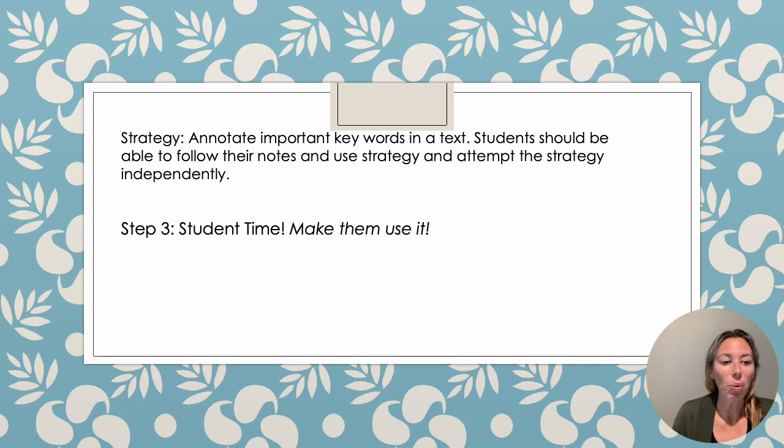Okay, so at this point in step 3, the students really should be able to follow their notes, use the strategy, and attempt the strategy independently with little to no help from the teacher. So this is the time to make them use the strategy. The teacher is going to give the students the setting, sort of put them in that scenario. All that they would need to know at this point is the steps of the strategy, and then the teacher has provided them with the setting. So they'll go through, they'll use their notes, they'll attempt the strategy from here.